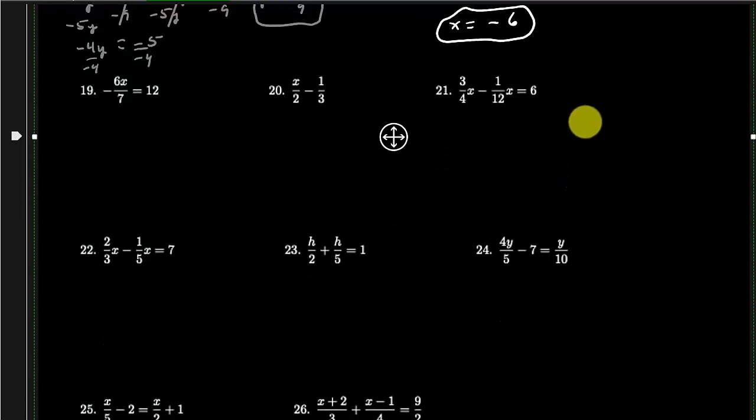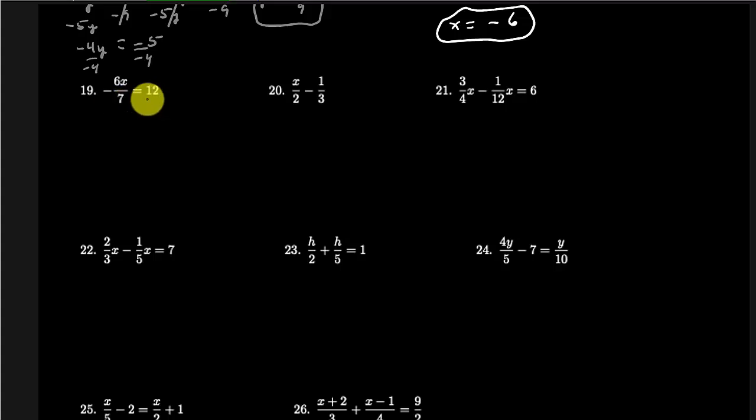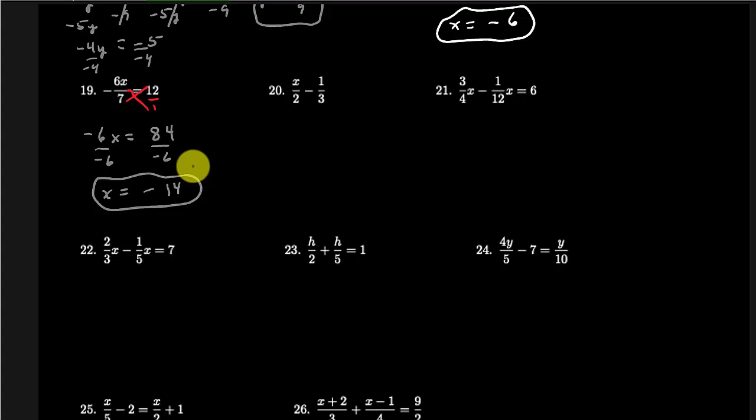All right, so what about this one? Well, same thing here. We got single terms on each side. We can look at this as being 12 over 1, and we can cross multiply. And so that's going to give us, let's put the negative up there with the 6x. That's going to give us negative 6x equals, what was that, 84? And so then we're going to divide by negative 6. And so x is equal to negative 14. And there's your answer.